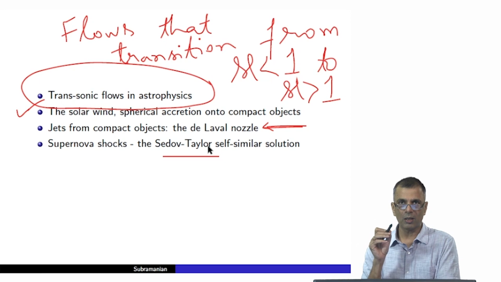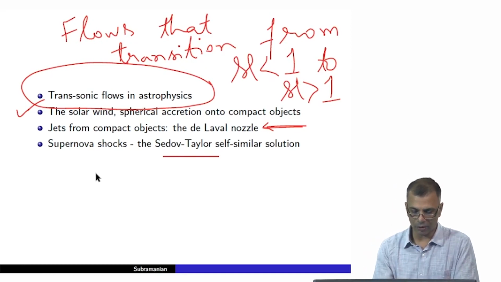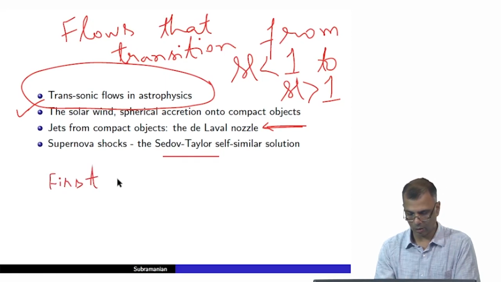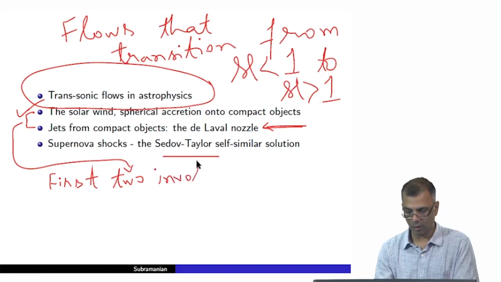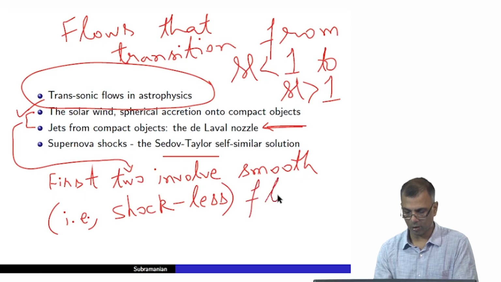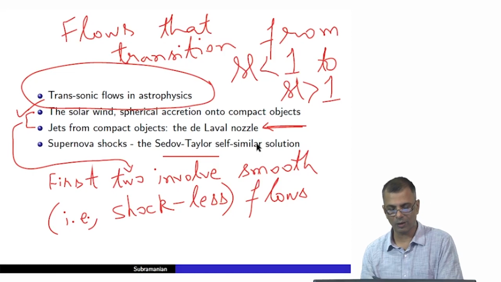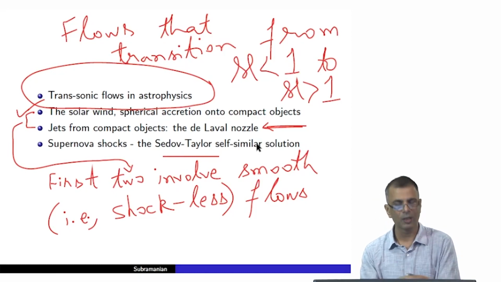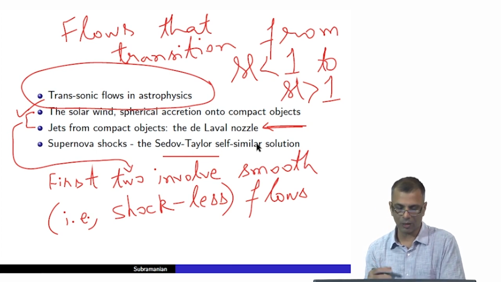So the important distinction I want to make between these two applications and the third one is that these first two involve smooth, i.e. shockless flows, whereas the third one obviously involves shocks. So there is a conceptual difference between these three, but having studied compressibility and the speed of sound, and in particular transonic flows, and also shocks along the way, we are in a position to handle all these three applications.